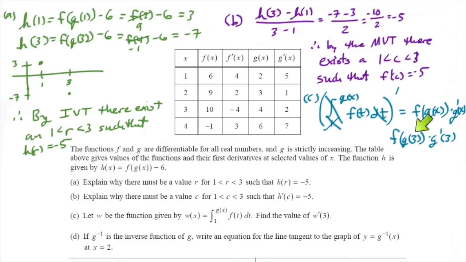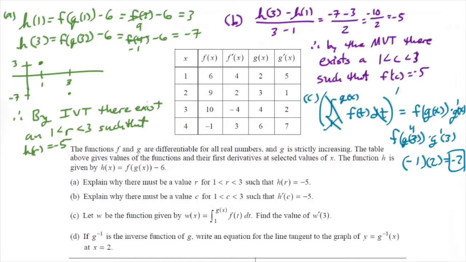So let's do that. Let's see, g of 3 is right here. It's a 4, so this is going to be a 4 inside there. What is f of 4? F of 4 is negative 1, so we have negative 1 times g prime of 3, which is 2. That gives us negative 2. That's our answer for that one.